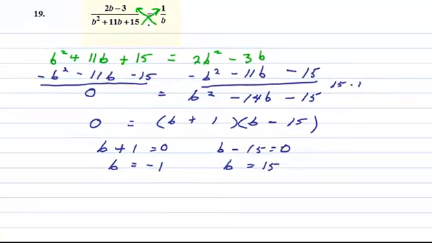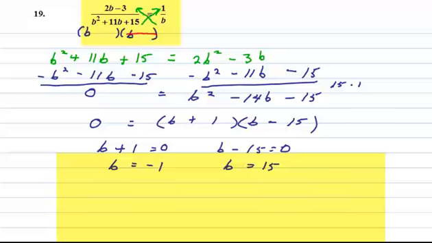Now, I could plug negative 1 in here and see if I get a 0. Or I could just factor this. Let's see if this is factorable. And I'm not even sure whether it is or not. Factors of 15 that add up to 11. Well, 5 and 3 doesn't work. So this is not factorable. So that's not going to work. I'm actually literally going to have to plug negative 1 and 15 in.